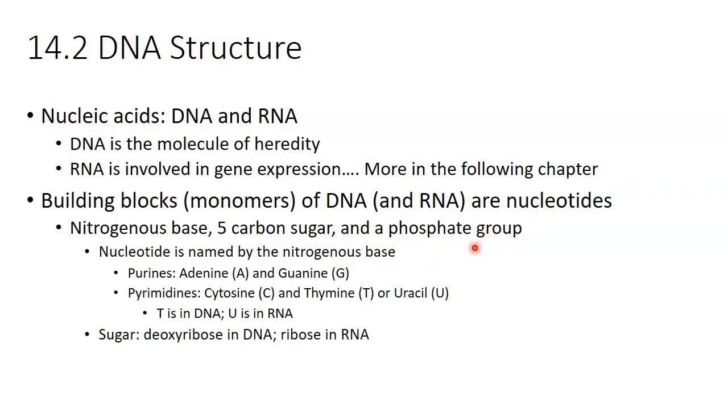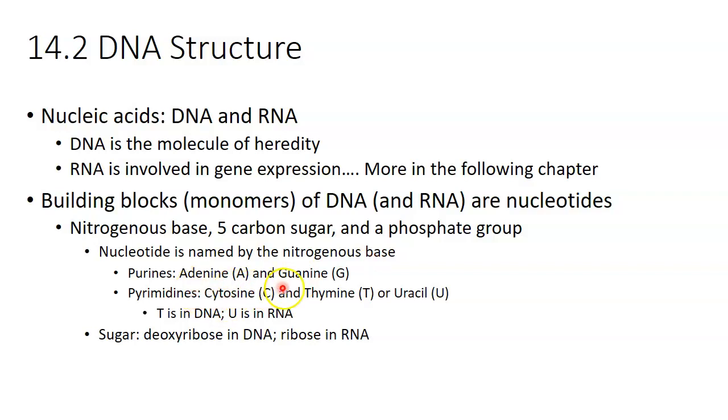Okay? Before we go any further, I want to just let you know that each nucleotide is going to be named according to the nitrogenous base. So if I say we have a nucleotide of adenine, that's going to be composed of a phosphate group, a five-carbon sugar attached to adenine. We call that an adenine nucleotide.